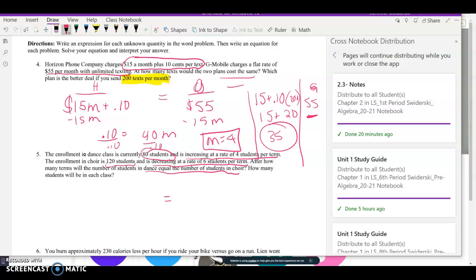I want you to put an expression for dance over here, and an expression for choir over here. Set them equal and solve. So you're going to do number 5 on your own.